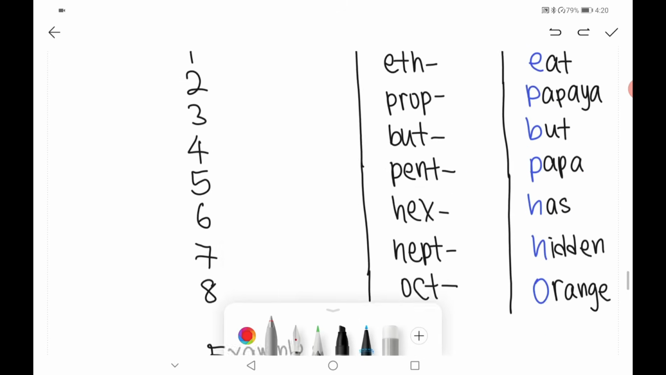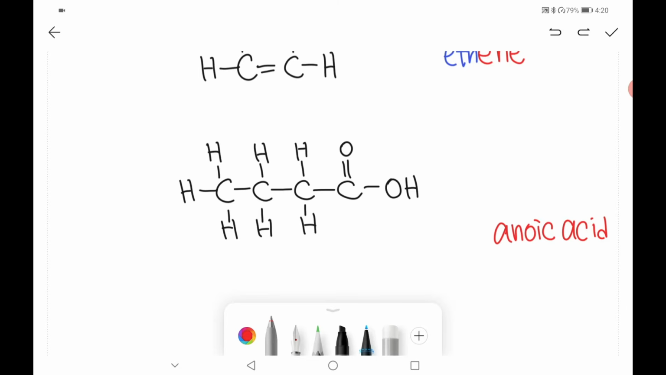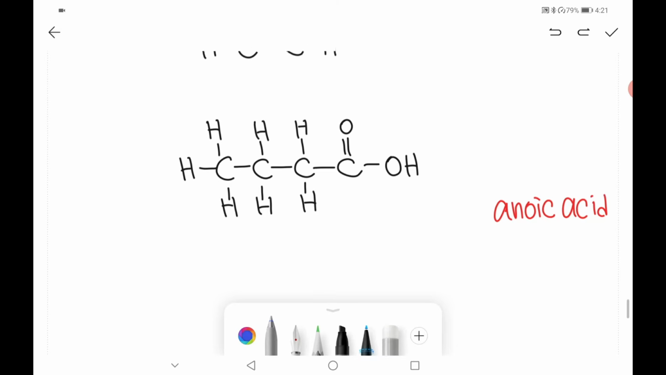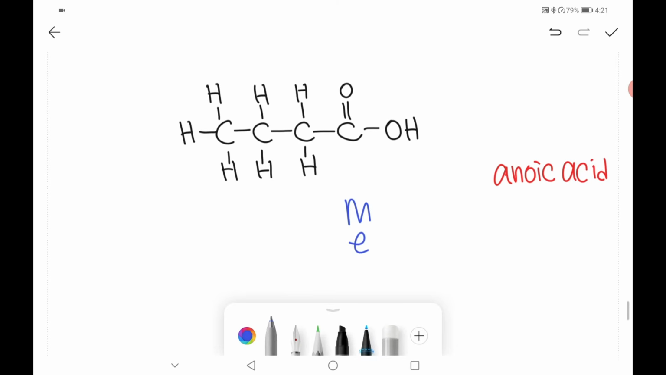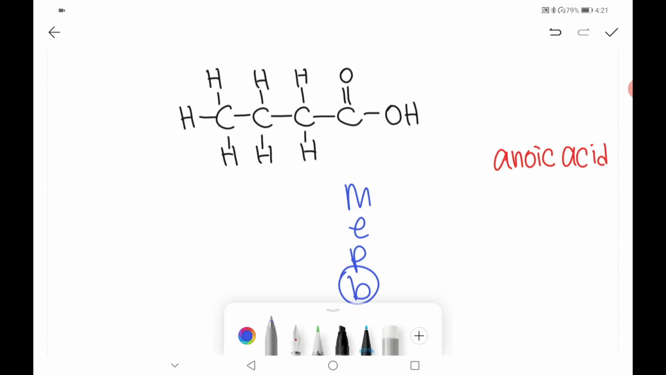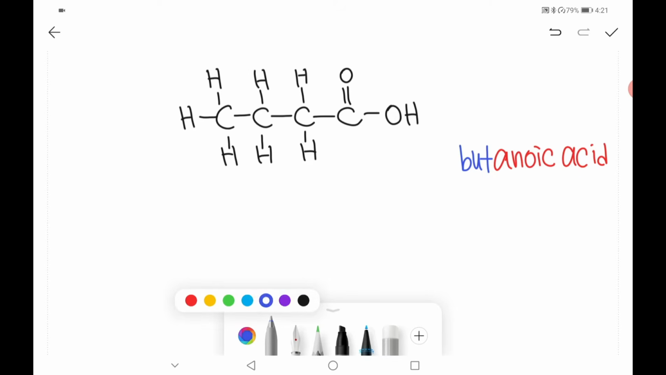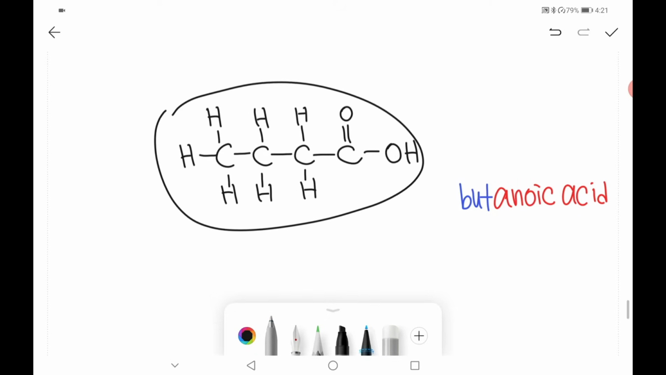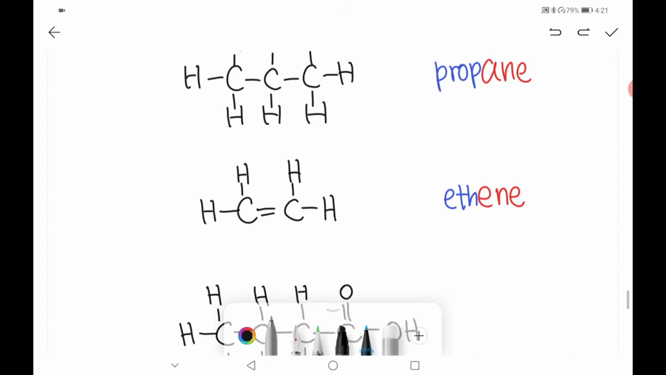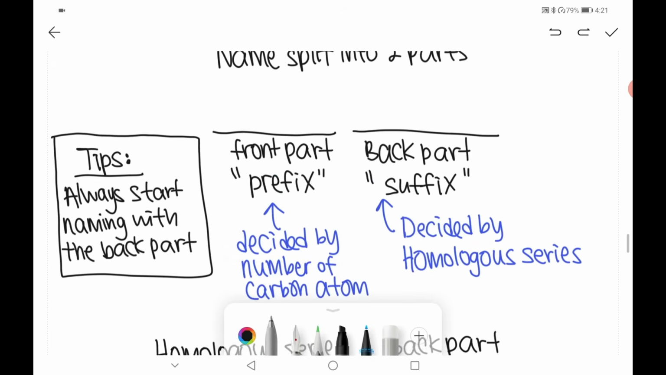After we name the back part, now let's name the front part. For the front part, we need to check the carbon. We have 1, 2, 3, 4, so we have 4 carbon. 4 carbon, mama eat papaya but. So 4 carbon is but. So this whole substance is called butanoic acid. This is how we use the naming system.